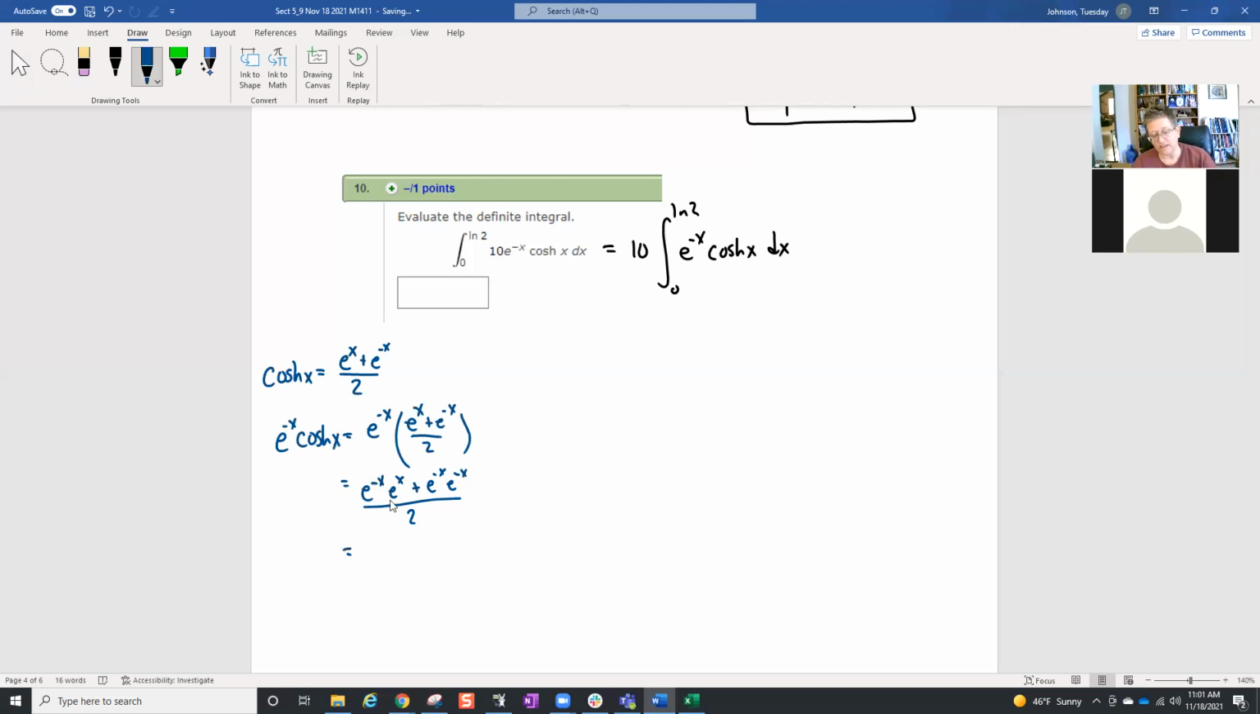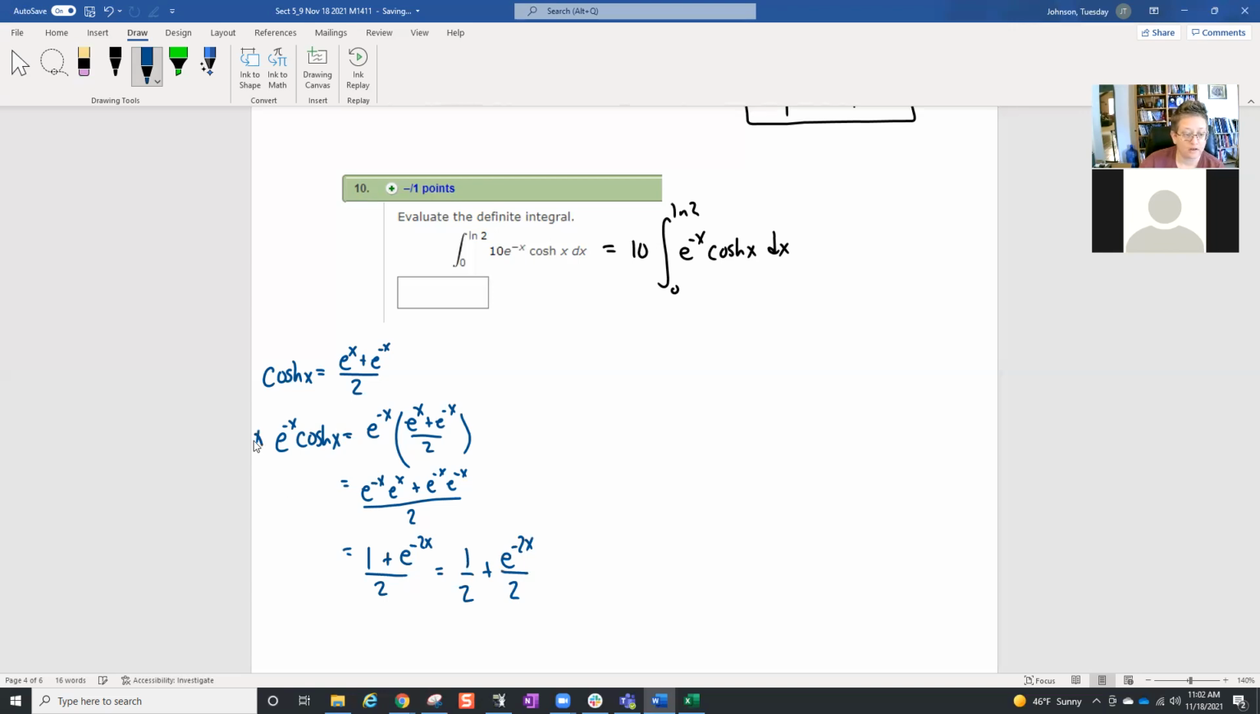And I wrote this step that most of us don't need, but remember, when you're multiplying two things with the same base, you add their exponents. Negative x plus x is 0, and e to the 0 is 1. E to the negative x and e to the negative x makes e to the negative 2x, all divided by 2. And I want to remind you, this is 1/2 plus e to the negative 2x over 2.